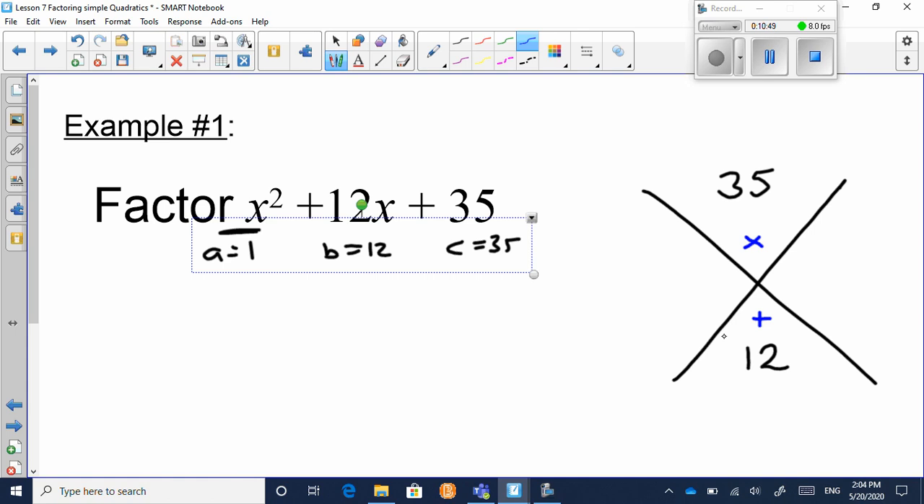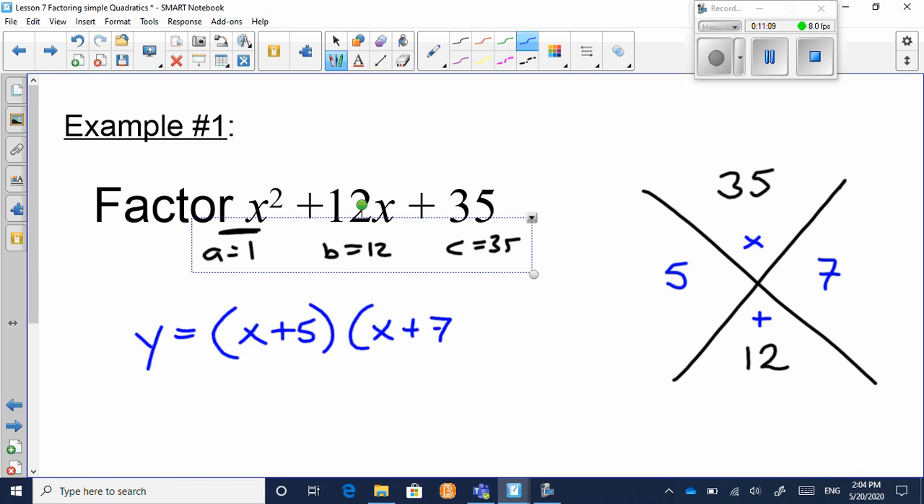Okay, how about 5 times 7? Ooh, there it is. So look at this: 5 times 7, and 5 plus 7 is 12. And so in factored form, this is y is equal to x plus 5, x plus 7. There it is. That's how you factor. That's how you go from a standard form to a factored form.